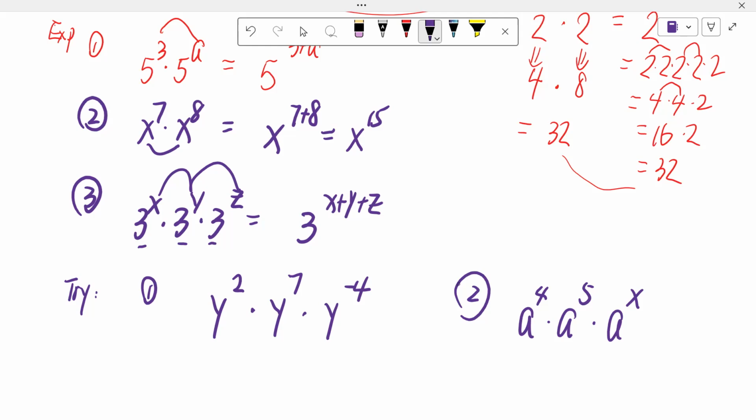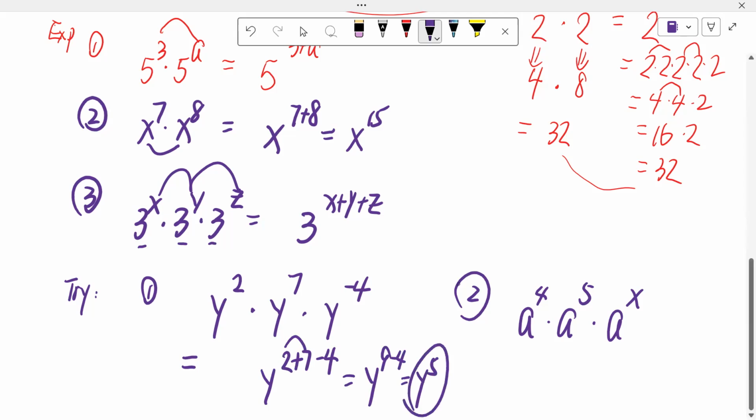Okay, let's go over the solution. So the first one, keep the base y and add 2, 7, and then subtract 4. So 2 plus 7 is 9, 9 minus 4, that's y to the fifth power. Second one, keep the base a, adding 4, 5, and x. It's 4 plus 5 is 9, so a to the 9 plus x. So this is property number 1.